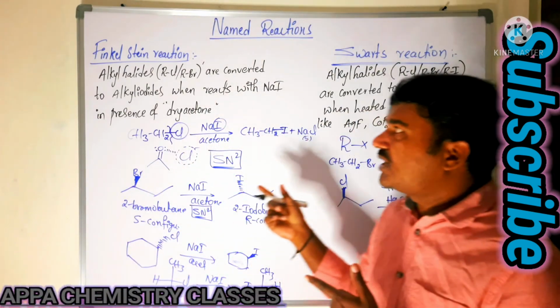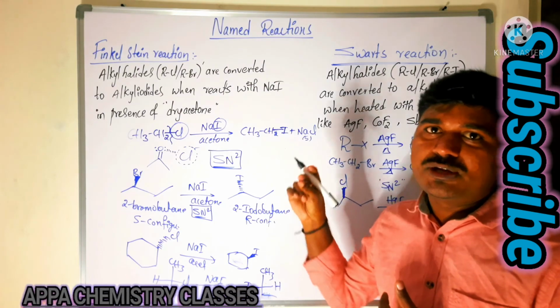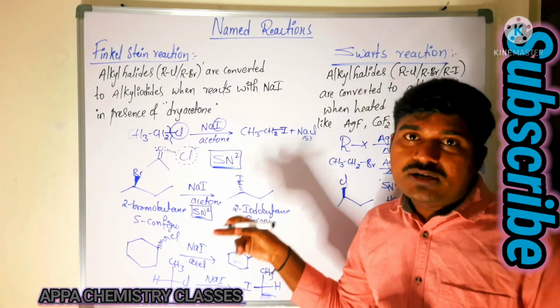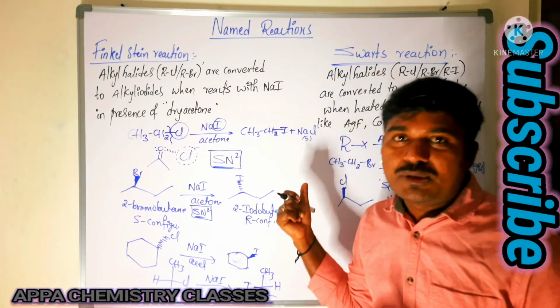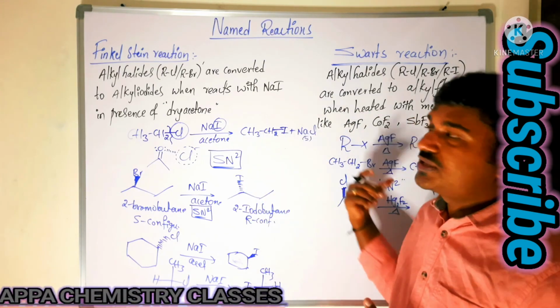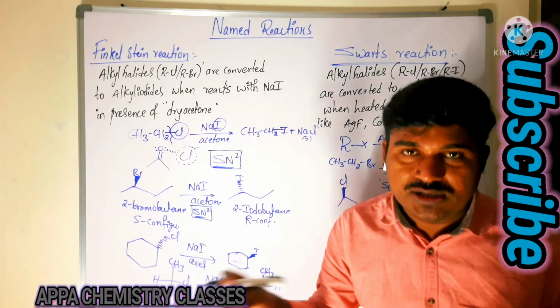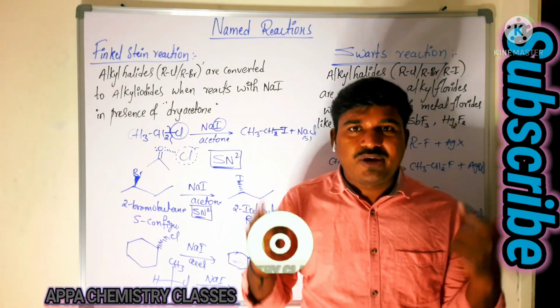That's it, Finkelstein reaction and Swarts reaction. By using Finkelstein reaction, we are going to prepare alkyl iodide. By using Swarts reaction, we can prepare alkyl fluorides. Both take place according to the SN2 mechanism. Both are nucleophilic substitution reactions. I think you have understood.